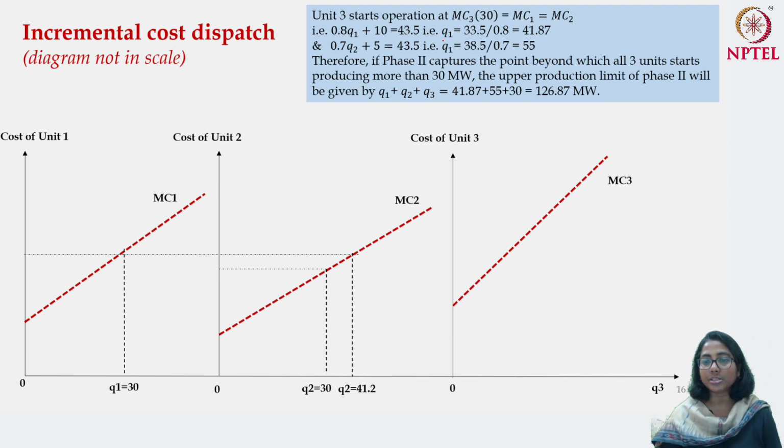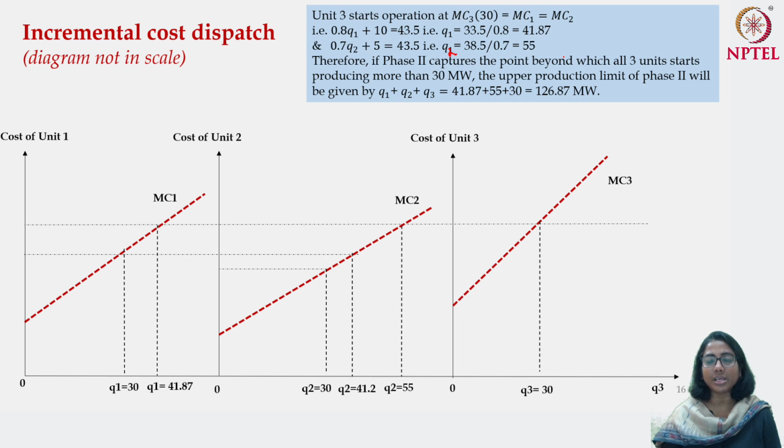So this gives us two equations. I'm sorry, this is again going to be Q2, and this is not Q1. So Q1 is equal to 33.5 divided by 0.8, which is 41.87, and Q2 will be equal to 55. So when the third generating unit is brought into the process of production, this is the point where the second plant is producing 55 units, the first plant is producing 41.87 units, and the third plant is producing 30 units. Beyond that, any of the plants can produce depending on the next marginal cost.